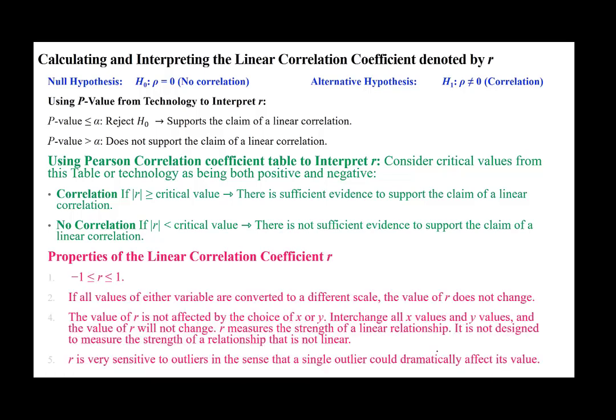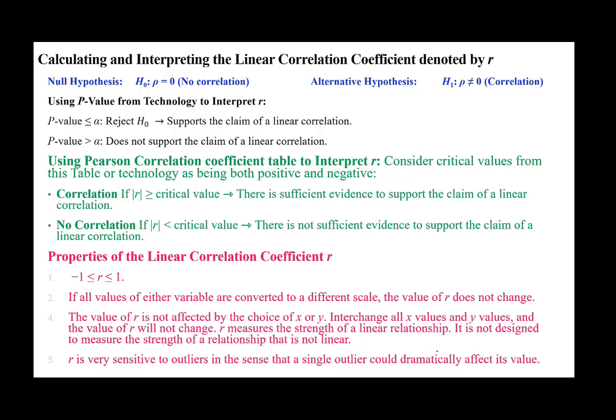That's the idea. Properties of the linear correlation coefficient are: -1 is less than or equal to r, less than or equal to 1. If all values of either variable are converted to a different scale, the value of r does not change. The value of r is not affected by the choice of x or y. Interchange all x values and y values, and the value of r will not change. R measures the strength of a linear relationship. It is not designed to measure the strength of a relationship that is not linear. R is very sensitive to outliers in the sense that a single outlier could dramatically affect its value.